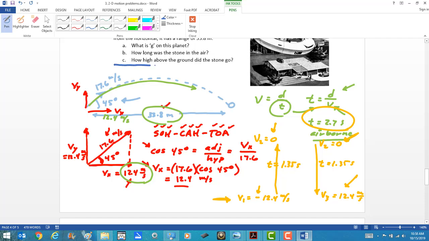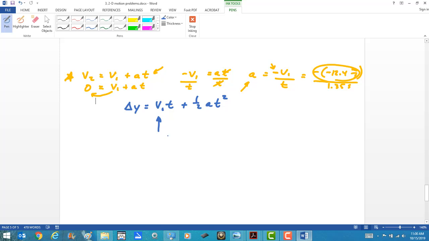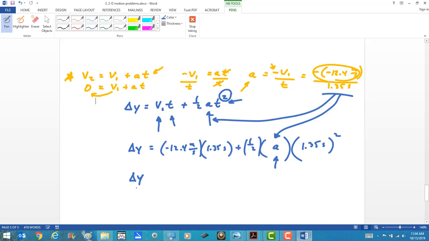Okay, and then lastly, how high above the ground does the stone go? You have two choices really, this one and this one. They both have a delta x term in them. But since this one is already expressed in terms of delta x, I would go with that one. For V1, you would use 12.4 meters per second, but it has to be negative. We're counting upward velocity as negative. Time is 1.35 seconds. The acceleration you just solved for, and then again time, and make sure you remember to square the time term. And you'll end up with a negative number.